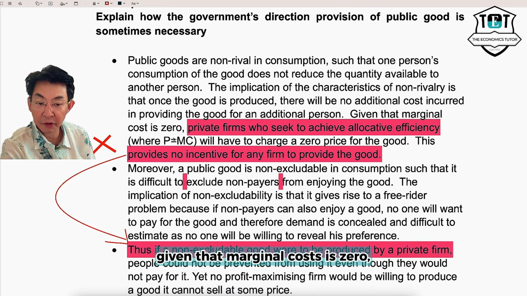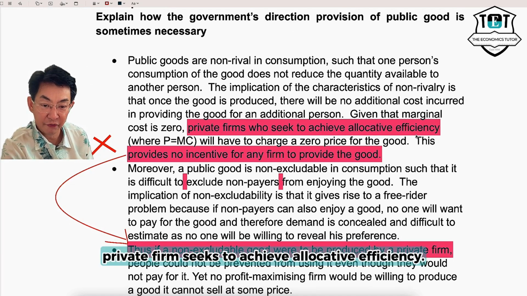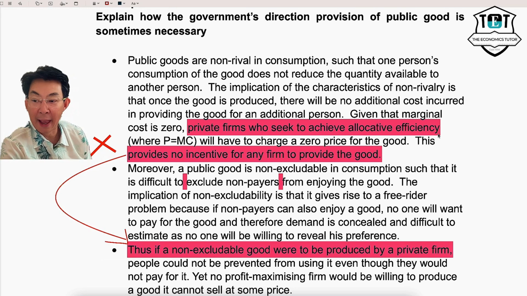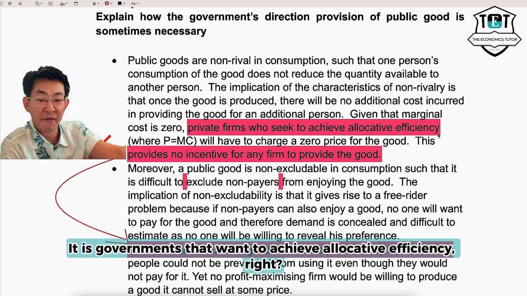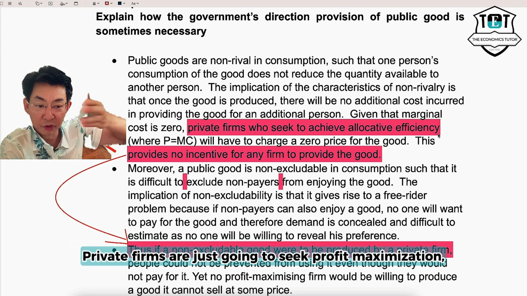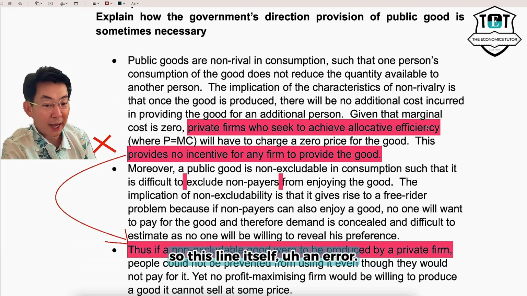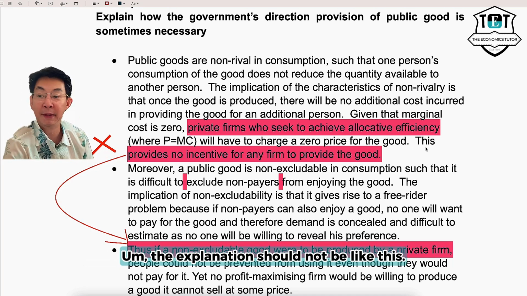Given that marginal cost is zero, private firms seek to achieve allocative efficiency. Where got private firms seek to achieve allocative efficiency? That's not the private firm's job to do. It is governments that want to achieve allocative efficiency, right? Private firms are just going to seek profit maximization. So this line itself, an error. The explanation should not be like this.